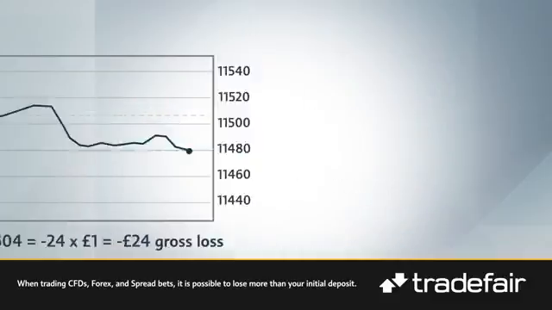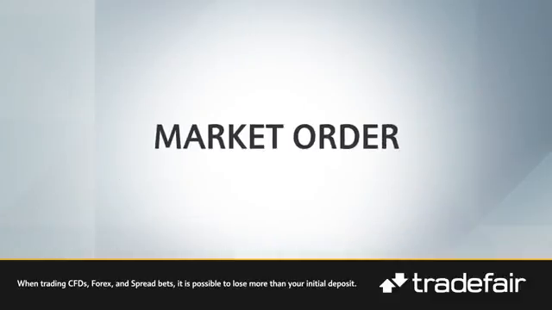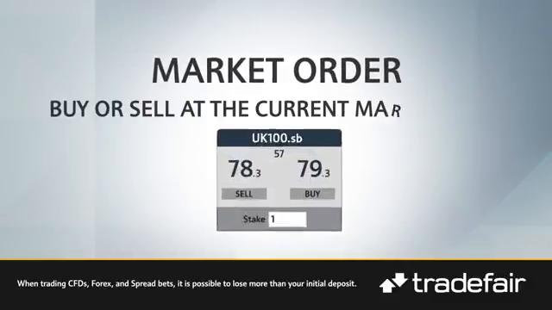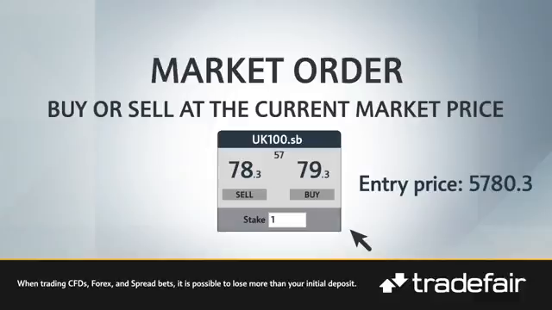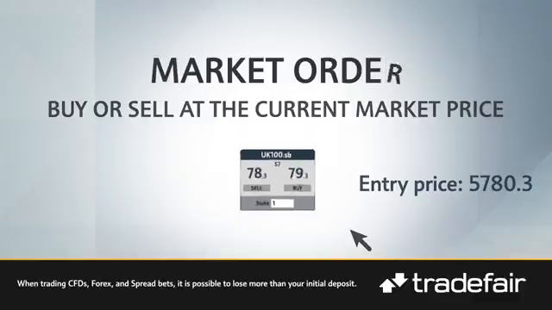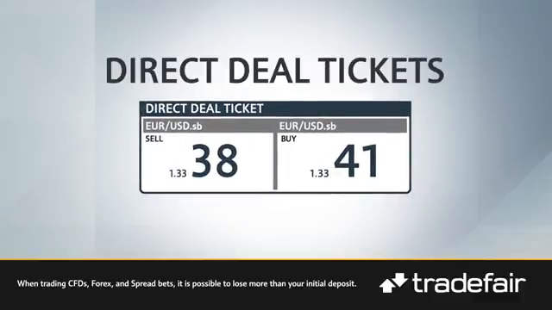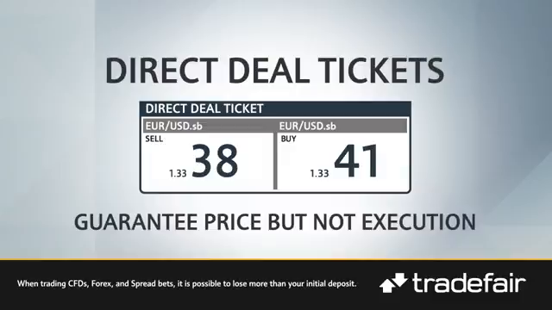The examples we have gone over so far are examples of market orders. Market orders are orders to buy and sell at the current market price. Market orders guarantee execution, but not the price. Direct deal tickets are also offered. These orders guarantee the price, but not the execution. So you have a range of orders that are available to you depending on your trading preference.